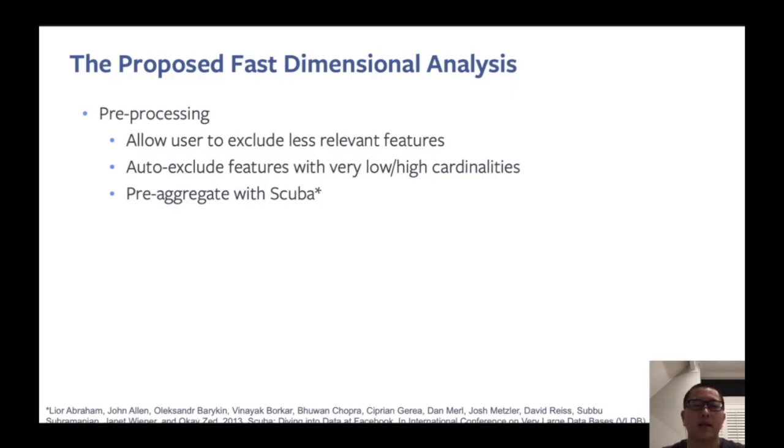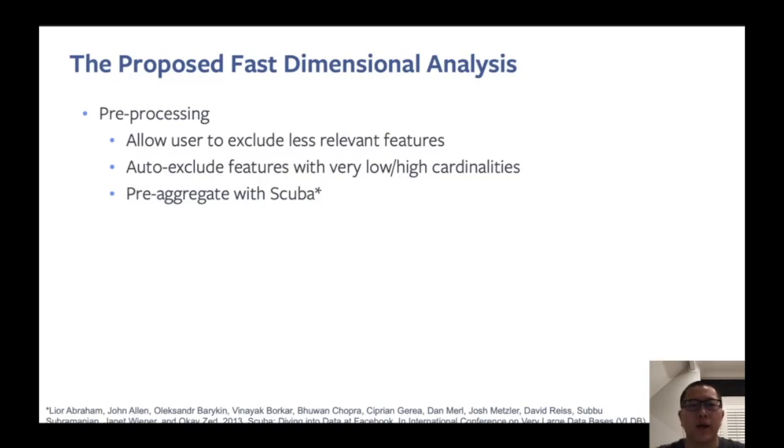We automatically exclude features with very low or very high cardinalities. So features with very low cardinalities could be a feature that has the same value for everything in the table. So that means nothing to the analysis really. Features with very high cardinalities could be timestamps or say job ID for the applications. And these values are so unique that it wouldn't help to find commonalities across the jobs, but keeping them in the data set would significantly slow down the analysis.